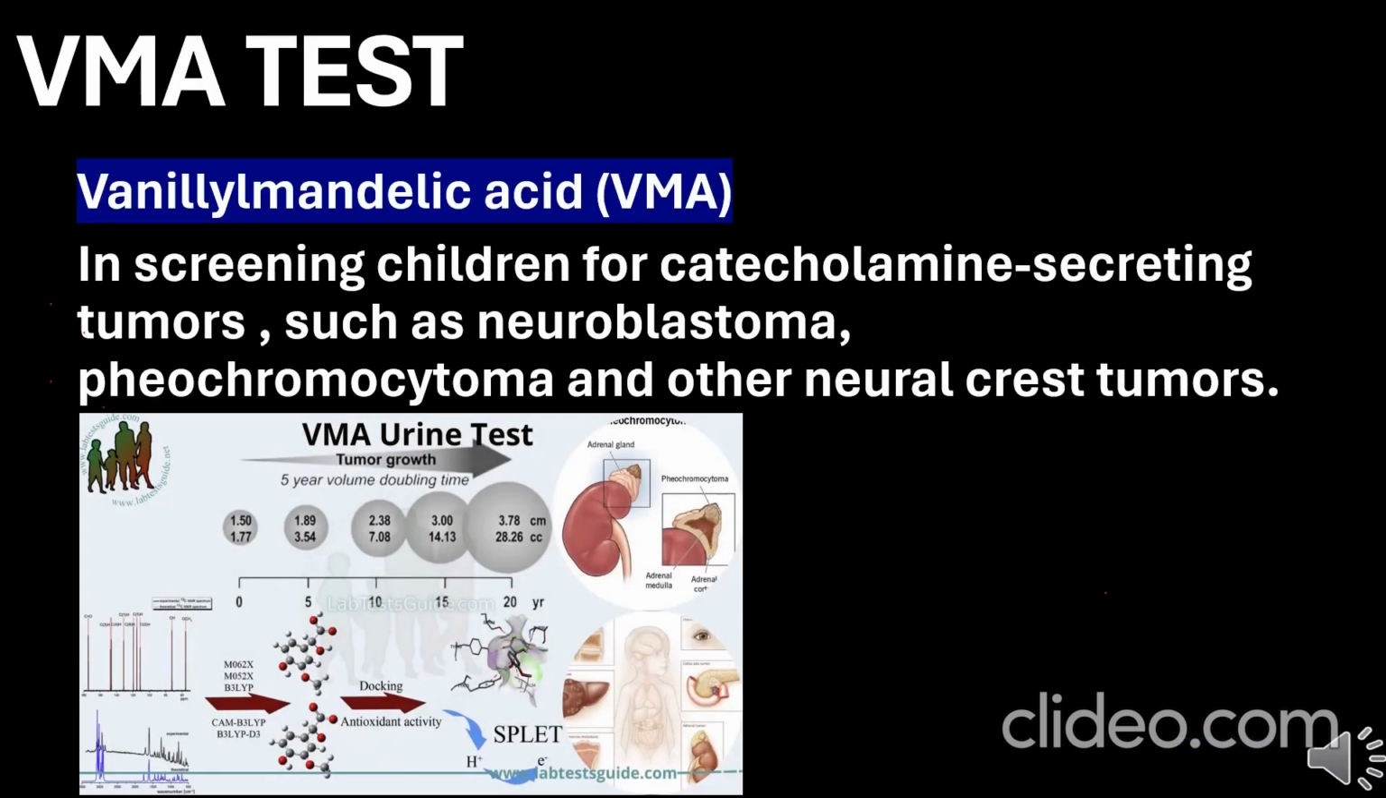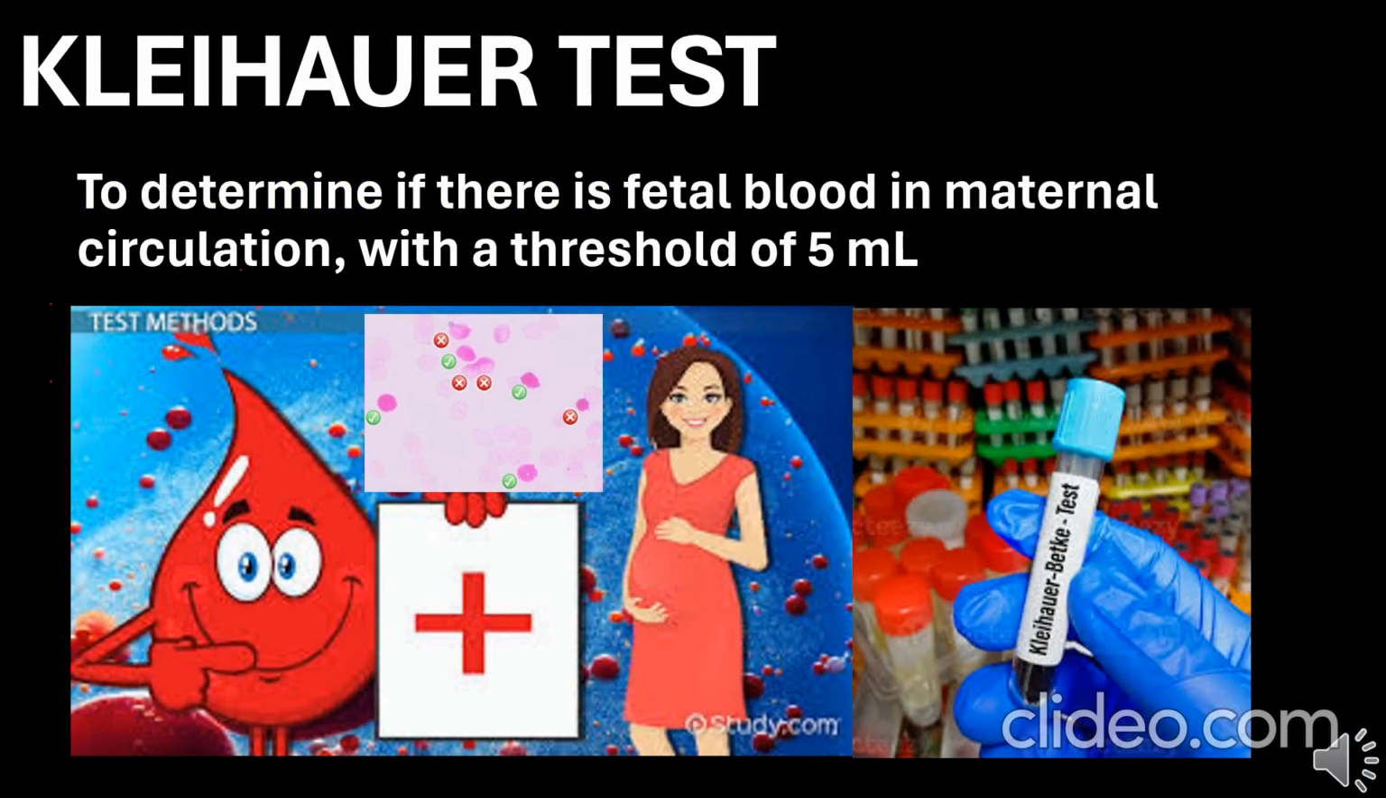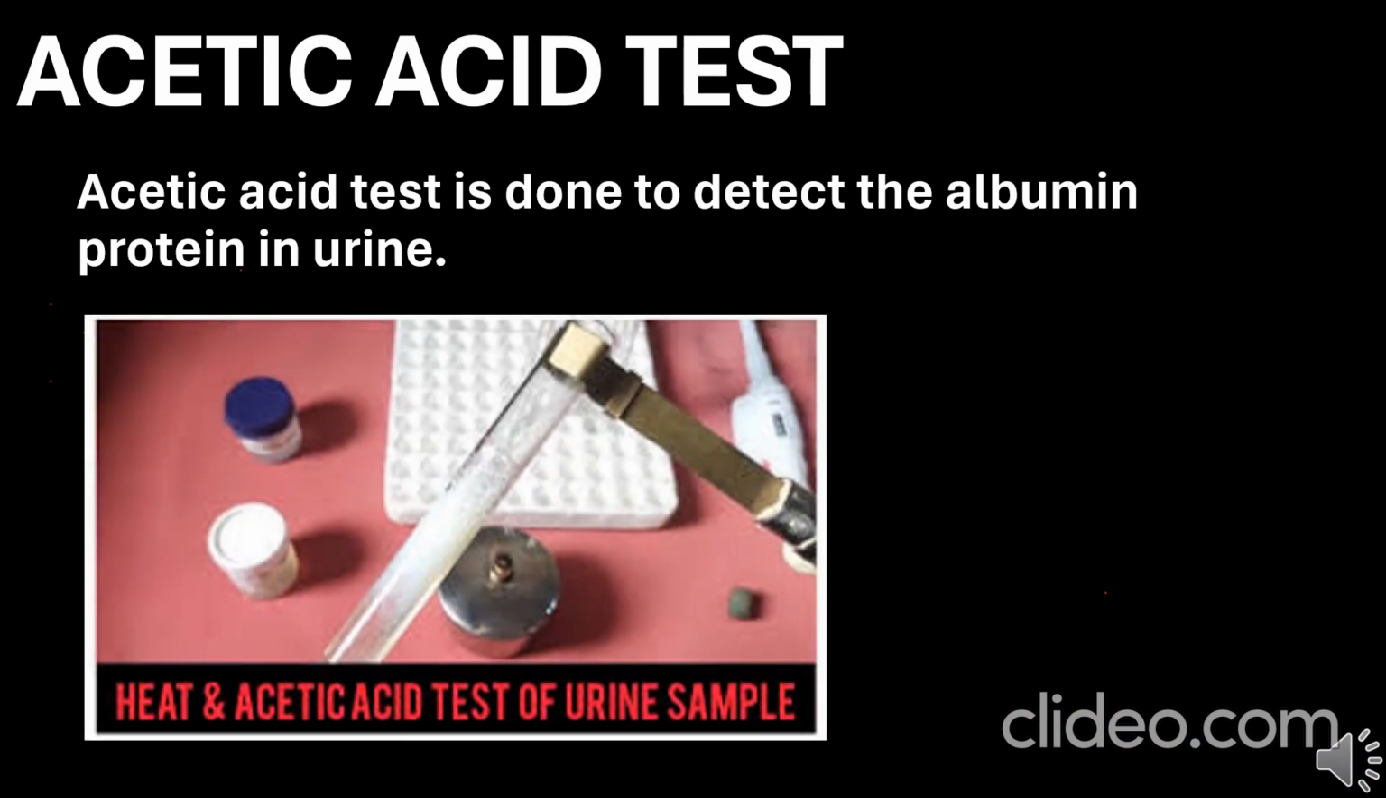VMA test, vanillylmandelic acid. This screening is done in children for catecholamine secreting tumors such as neuroblastoma, pheochromocytoma, etc. Clayton-Hilton test to determine if there is fetal blood in maternal circulation. Acetic acid test. Acetic acid test is done to detect albumin protein in urine.